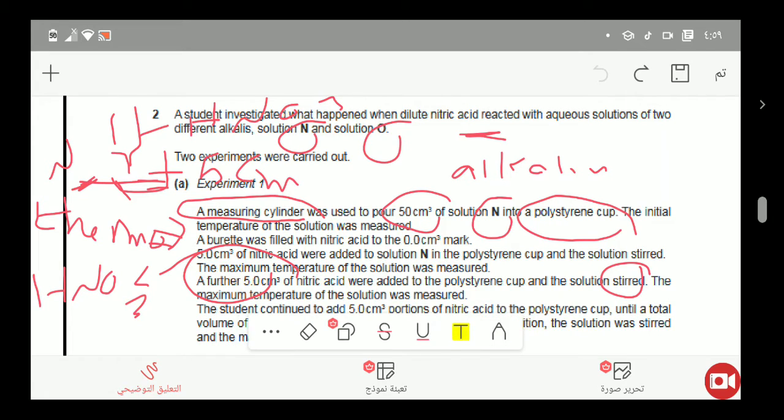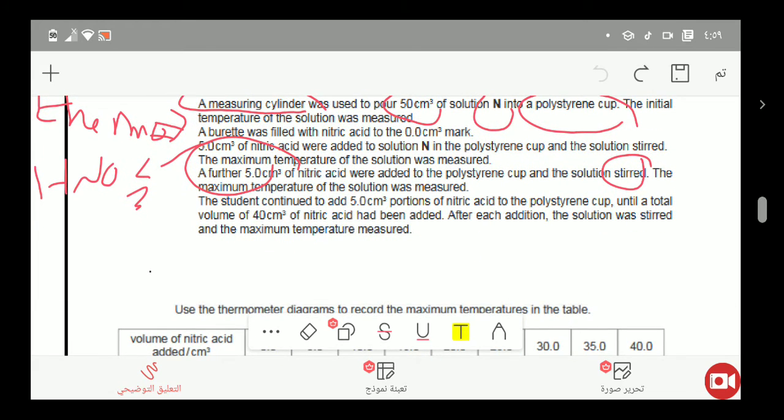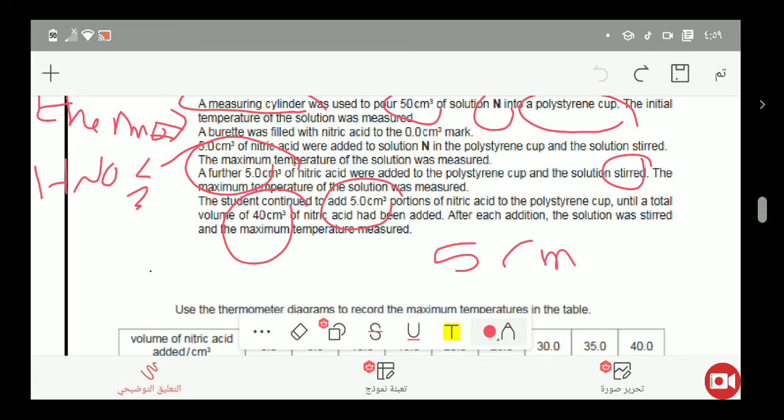Till what? The student continued to add 5 centimeter cubed portions of nitric acid to the polystyrene cup until the total volume was 40 centimeter cubed. Every 5 centimeter cubed, he measured the temperature. We have a relation between the volume and the temperature.